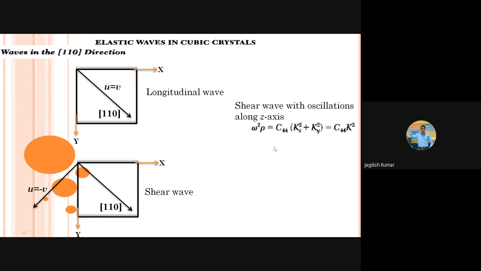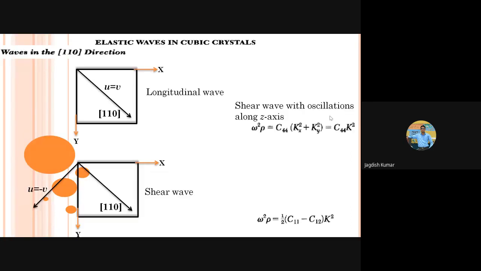In case the particles are oscillating along the z direction, the relationship between omega and k was given by this expression. This we have done yesterday, so I don't need to get into that in detail today. But what is interesting here is that the velocity indeed will be equal to the square root of C44 by rho. So this is one shear wave.